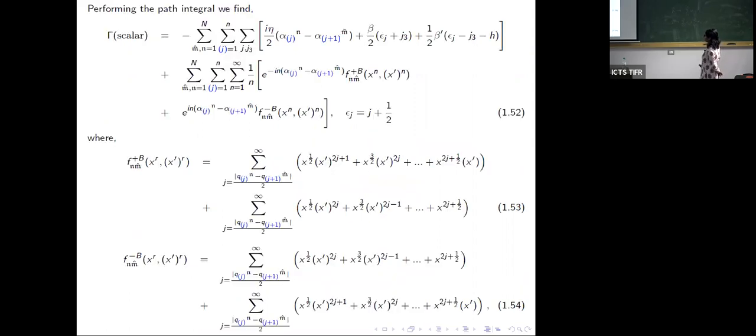So after doing so, we find the one loop determinant of the hypermultiplet scalars in the theory, which is given in equation 52. Here f plus and f minus are some expressions involving the x's. x is e to the power minus beta, which was present in the original definition of the superconformal index. And we see that here x prime is present, but we should see that there is a precise cancellation of x prime, which comes after we compute the effective action, the one loop determinant of the fermions.